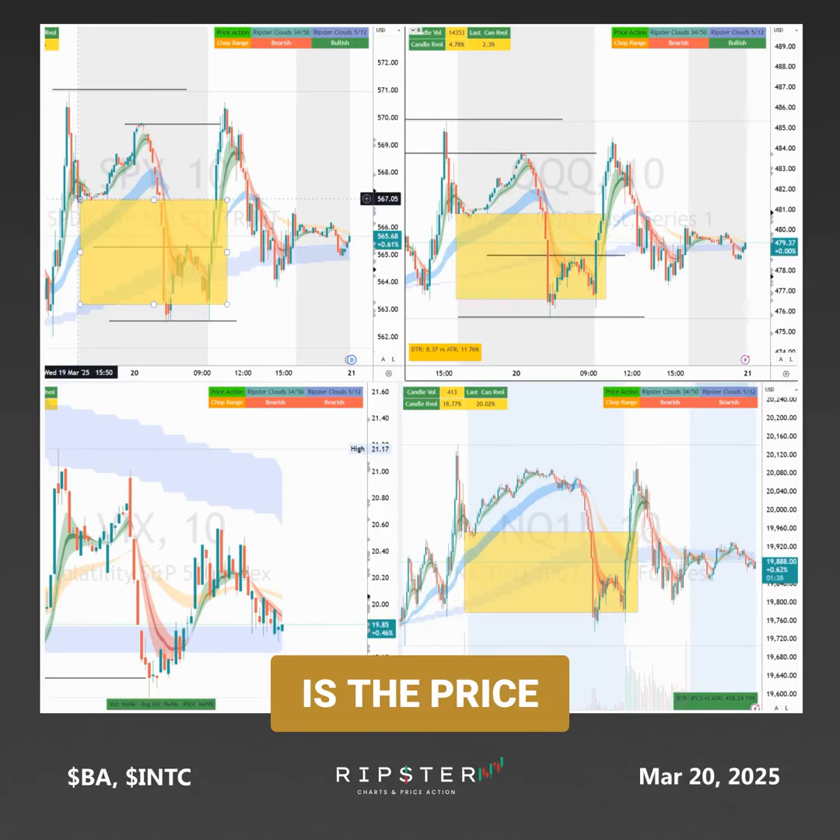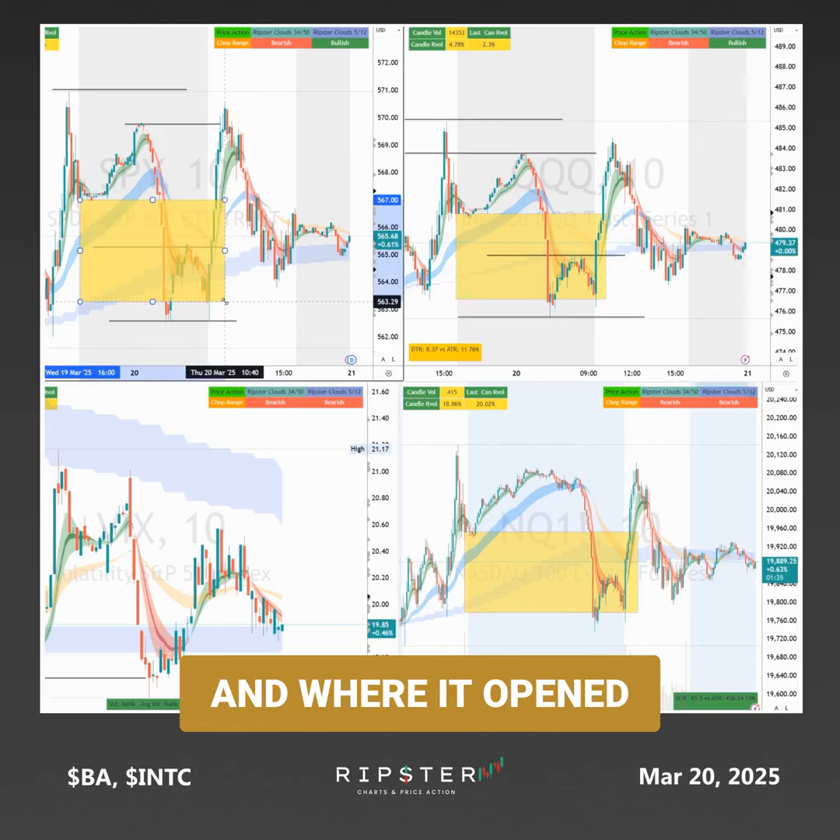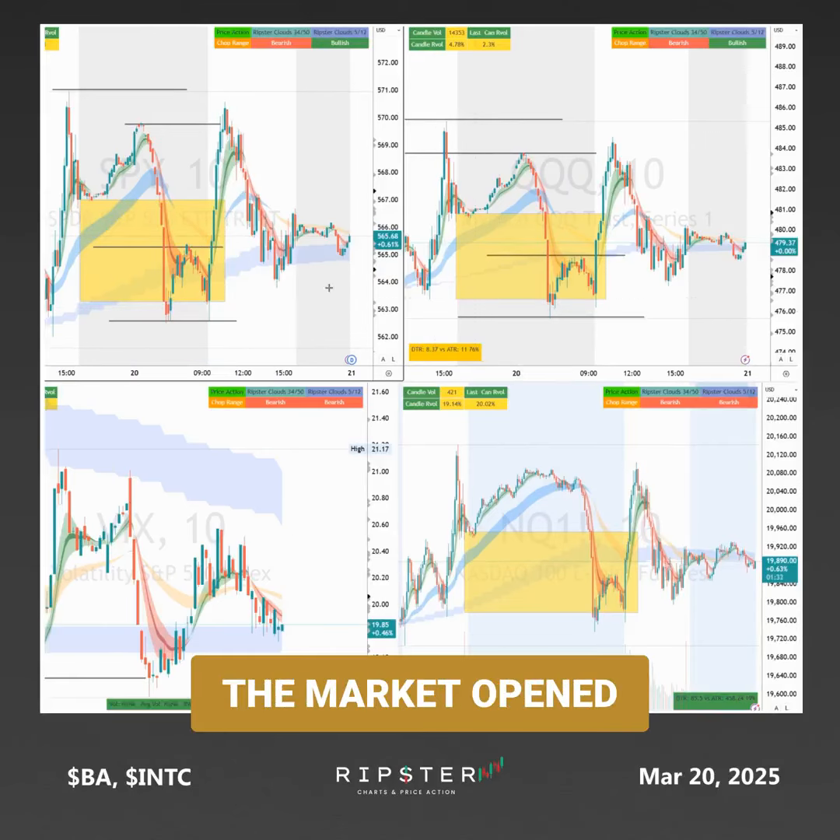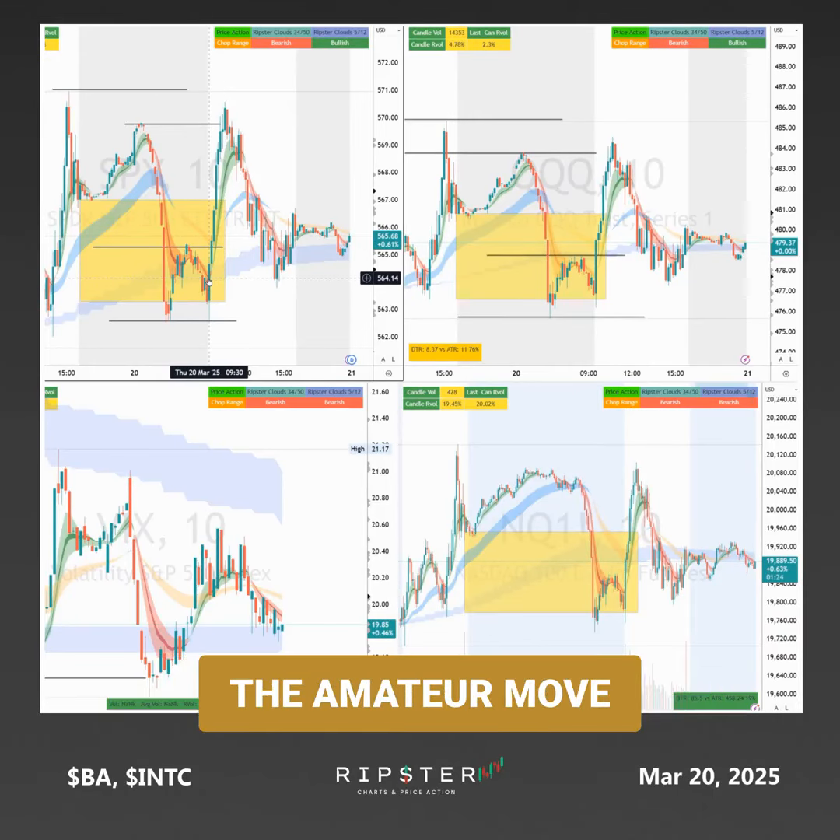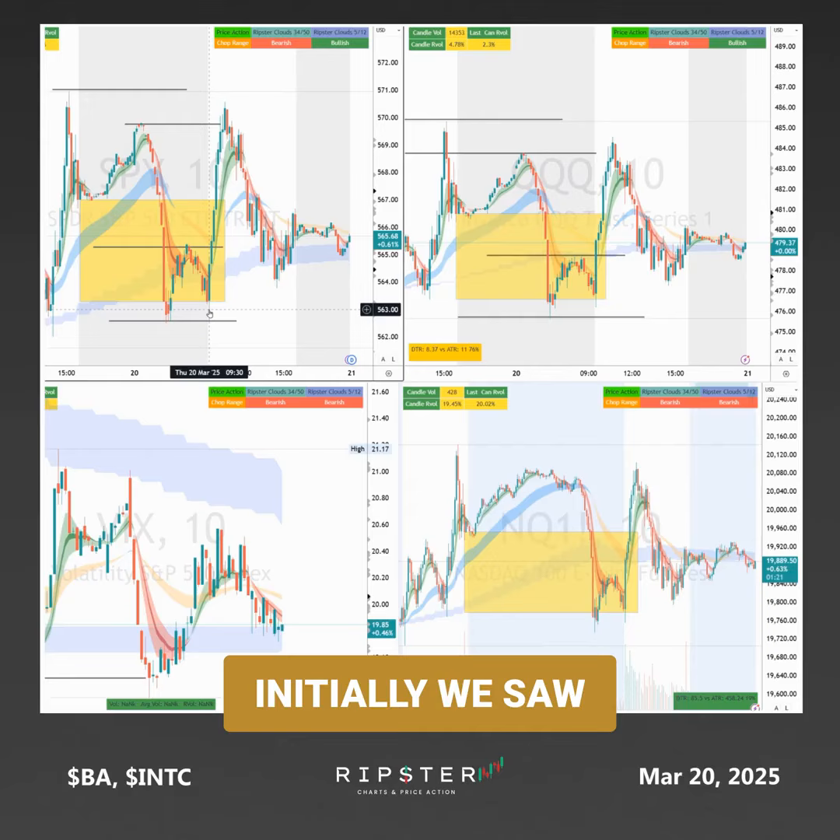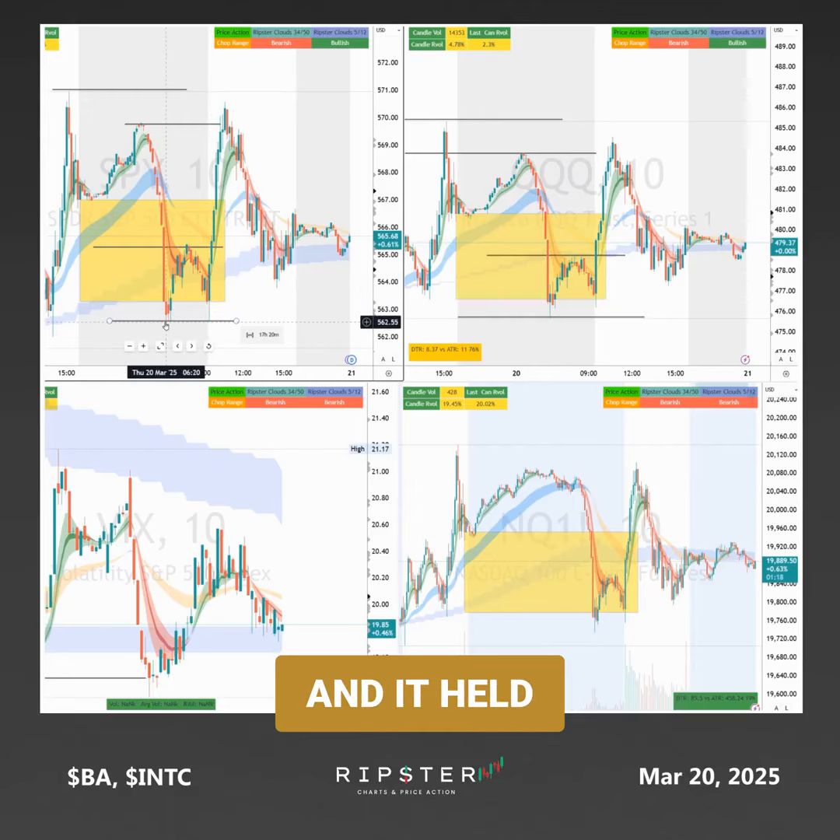So the gap down is the price where index or stock closed yesterday and where it opened this morning. So that's a gap. When initially the market opened this morning, we were not sure what it was going to do. Something to watch here is also the amateur move that I often teach you guys. The amateur move is the first move. Initially we saw a candle pushing down and it held the pre-market lows.